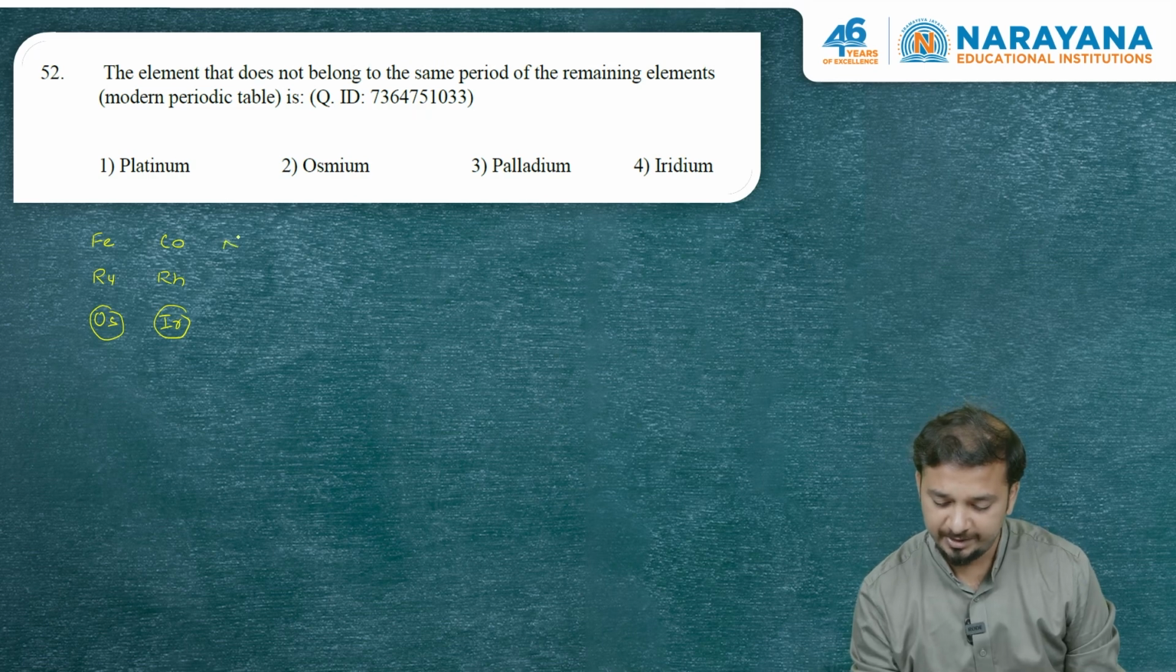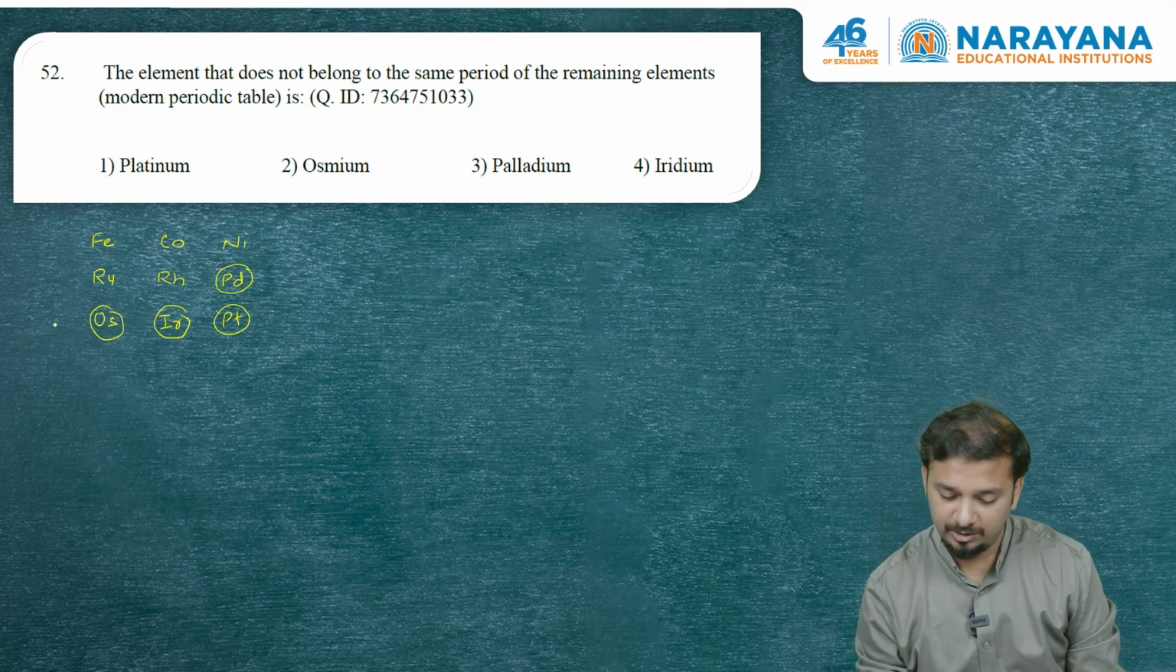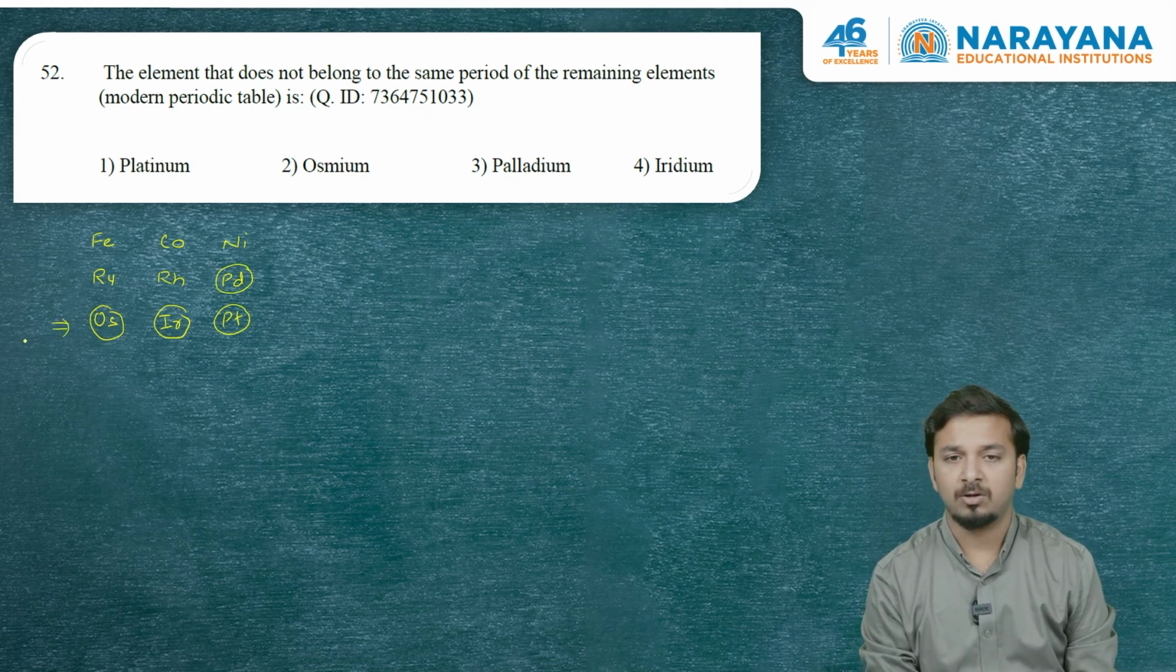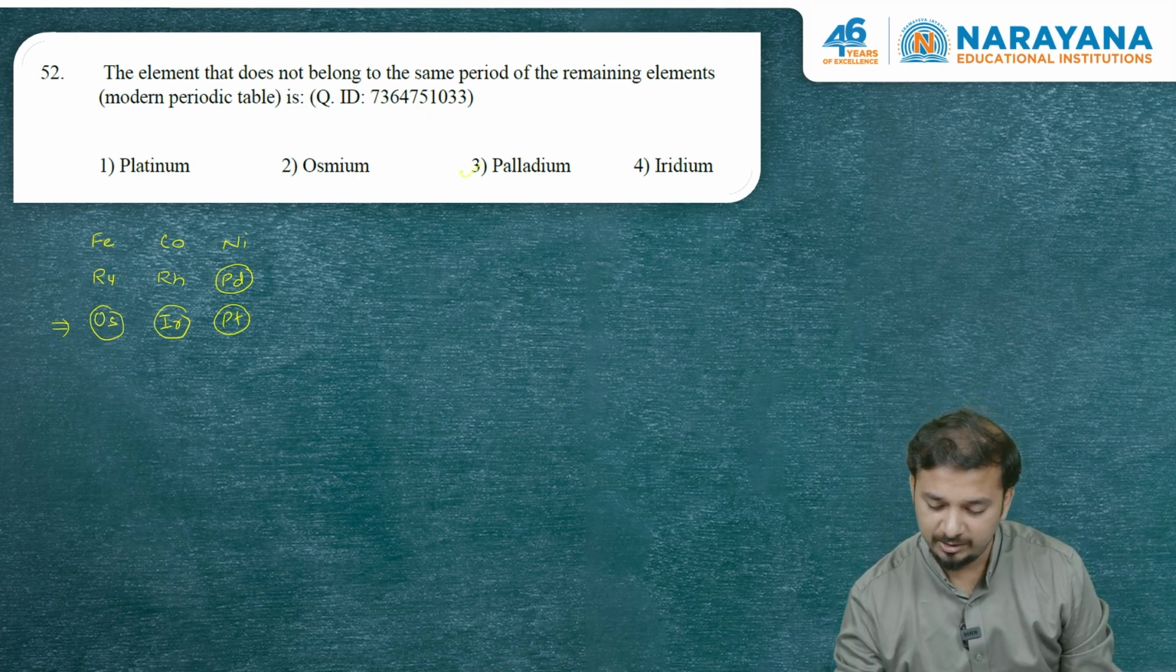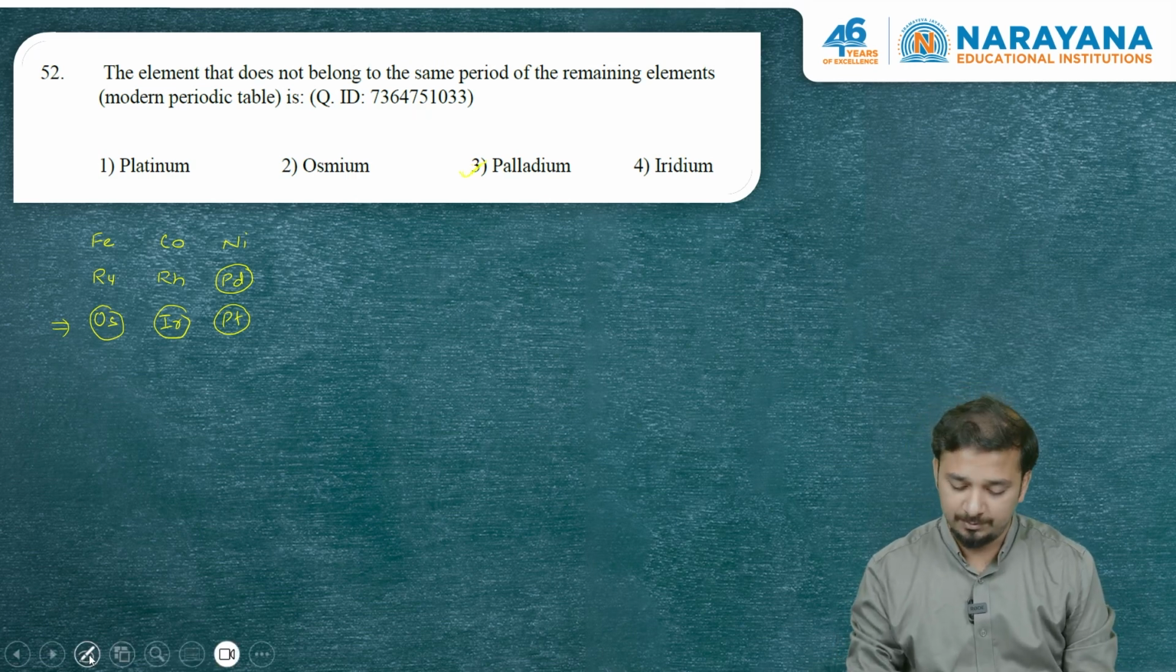And if you see the nickel family, it will be nickel, palladium, platinum. So platinum is over here, palladium is in this. So these three sets of elements, they belong to the same period. Palladium does not belong to the same period. So the correct answer for this question is palladium.